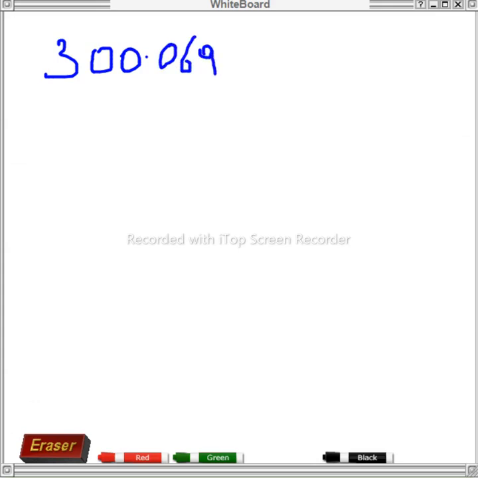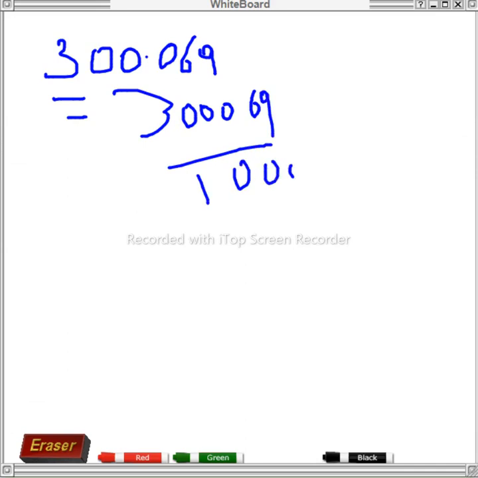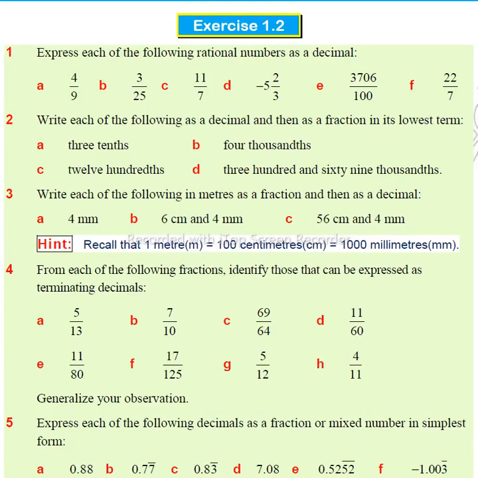So when we rewrite this as a fraction, 3,069 over 1,000. So this is a fraction. We can try to divide this. It is already a simplified answer, because this fraction cannot be simplified further. So this is all about question number 2.